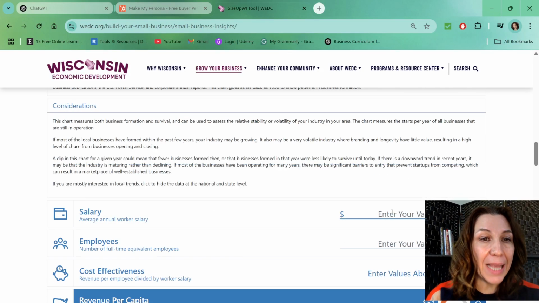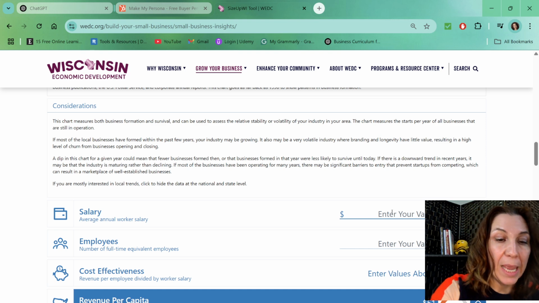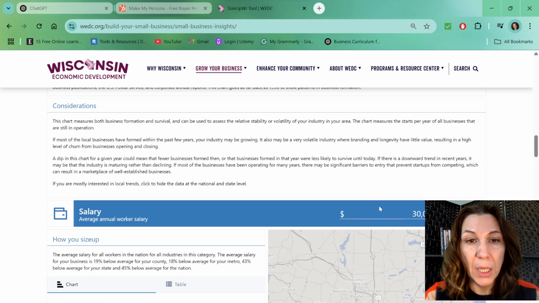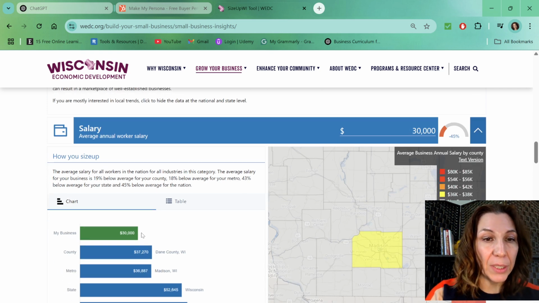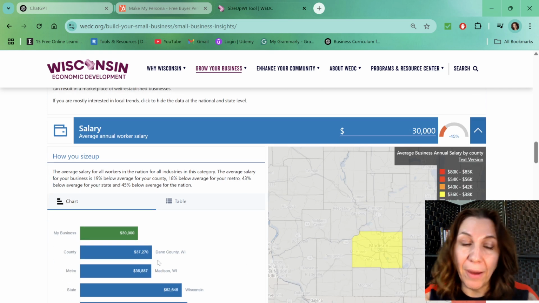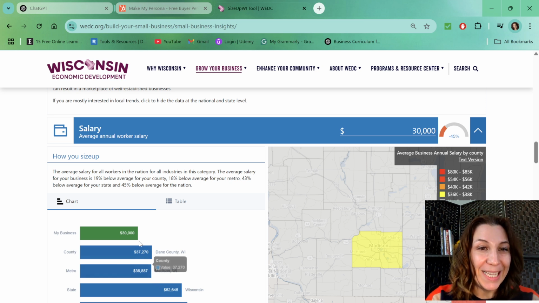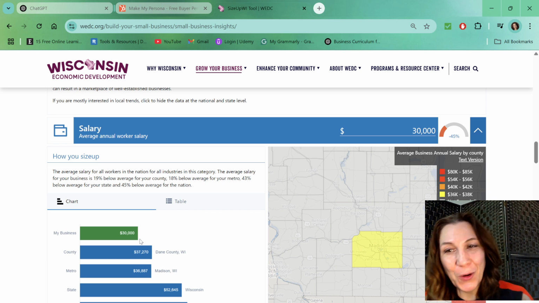Salary. This is the salary you pay to your workers, and we will say we pay 30,000 to some of our workers. And it tells you, well, the 30,000 is a little bit lower than the average, and I just made it up. So as you can see, this is a good tool to let you know, hey, you need to pay a little bit more to retain your employees.